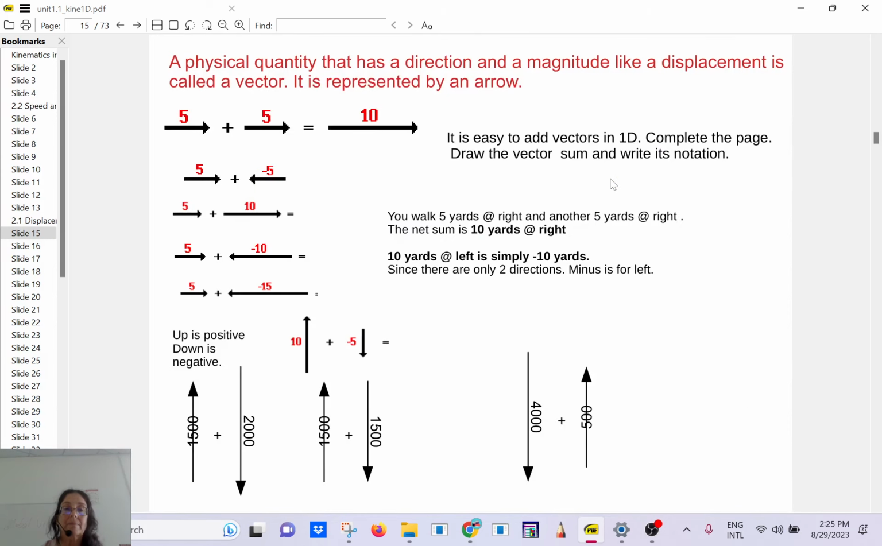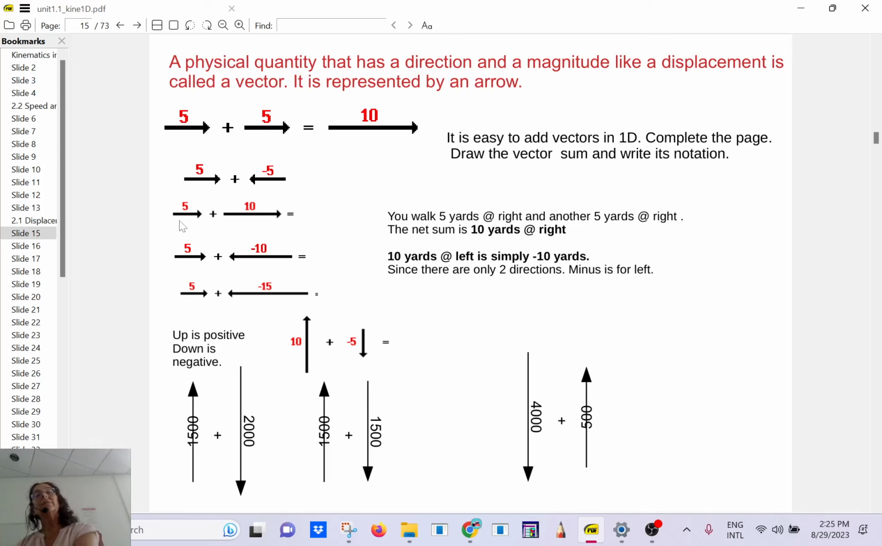So, for example, you can add vectors. If two persons are pushing a car, one pushing 5 pounds and the other pushing 5 pounds, when you add them up it's going to be 10 pounds. You add vectors. If I move 5 miles to the right and then go back 5 miles, what's going to be my displacement? Zero. The distance is 10.